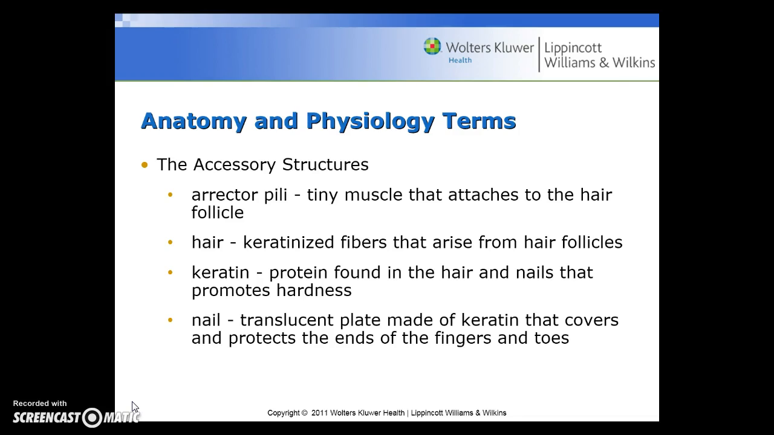Continuing anatomy and physiology terms, the accessory structures include the arrector pili, which are a tiny muscle that attaches to the hair follicle; hair, composed of keratinized fibers that arise from the hair follicles; keratin, the protein found in the hair and nails that promotes hardness; and the nail, which is the translucent plate made of keratin that covers and protects the end of the fingers and the toes.